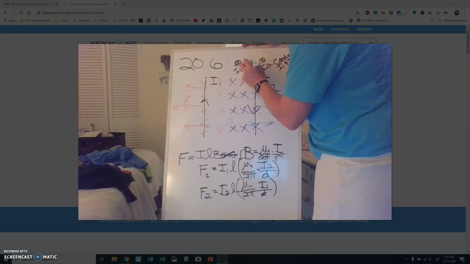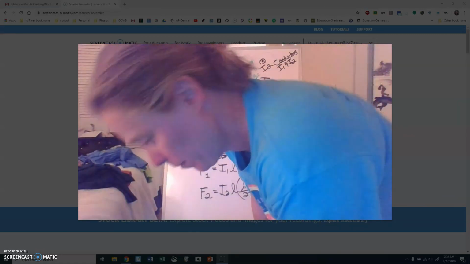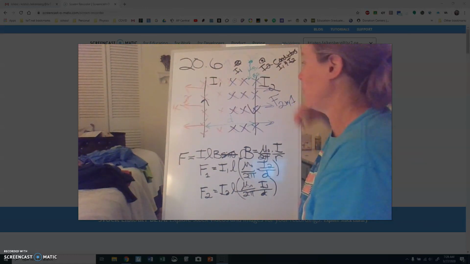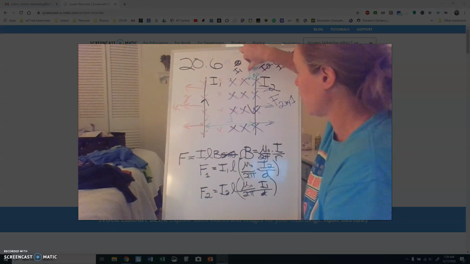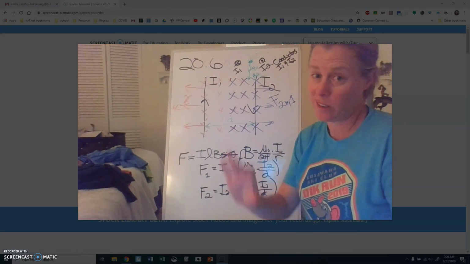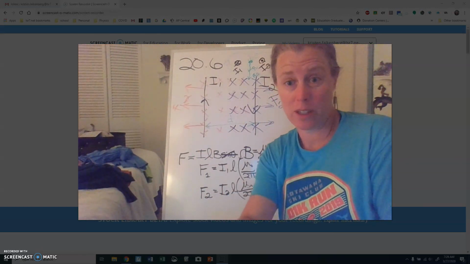If I were to evaluate the field at this point, I'd have B1 and I'd have B2. So again, these are vector quantities. They have a magnitude and direction, so they will add up. B1 goes down, B2 goes down, so by virtue, they just add up to each other. If they were in the opposite direction, they'd cancel out, so the field would be less between those.